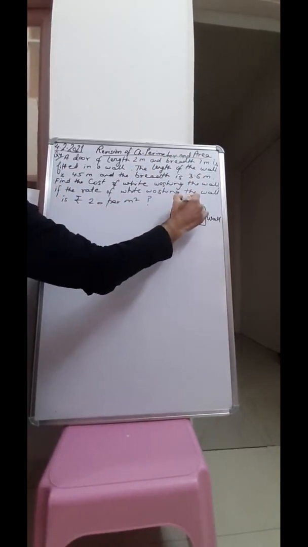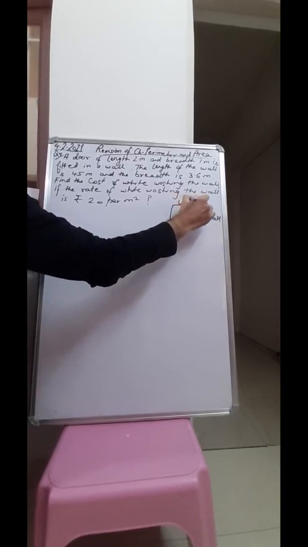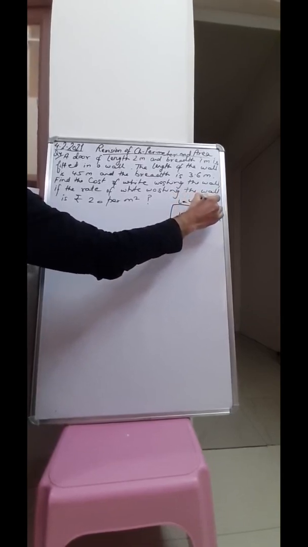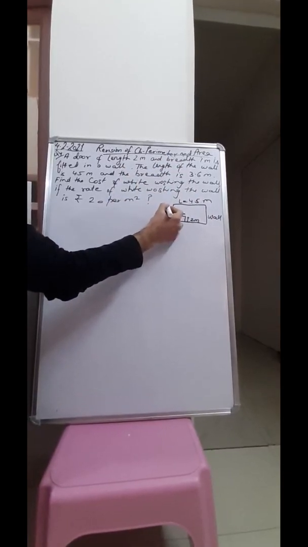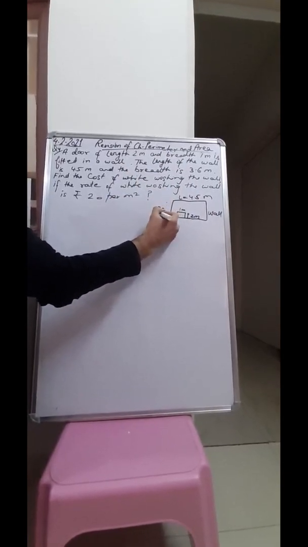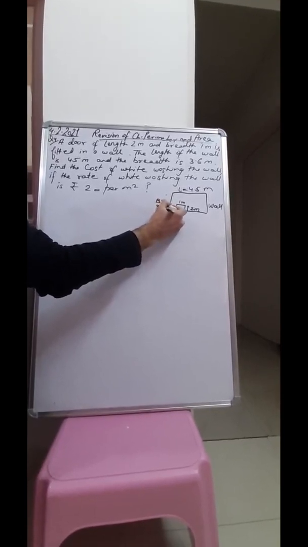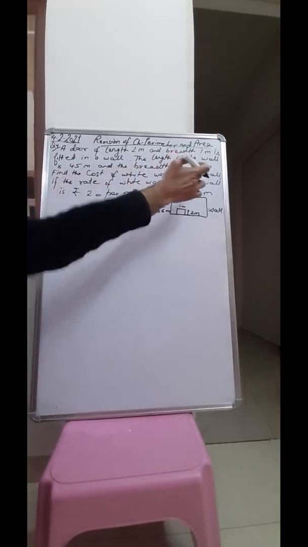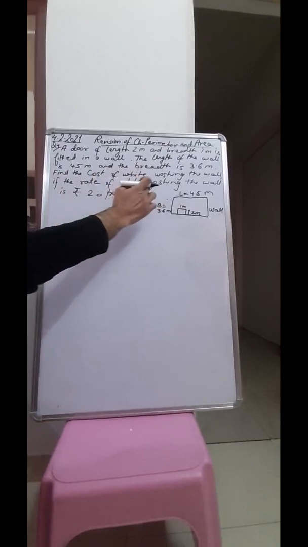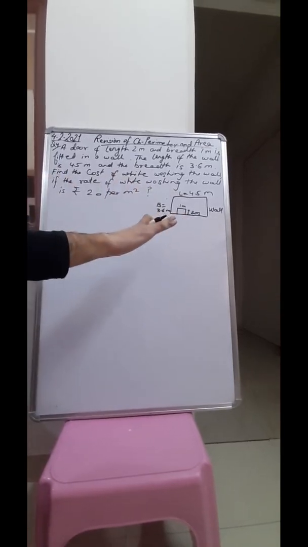So we have been given the length of a wall, that is 4.5 meter, and the breadth of the wall that is equal to 3.6 meter. In this question, find the cost of whitewashing the wall if the rate of whitewashing the wall is rupees 20 per meter square. We have been only asked to find out the cost of whitewashing the wall.